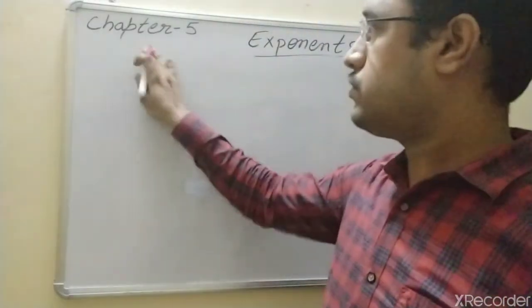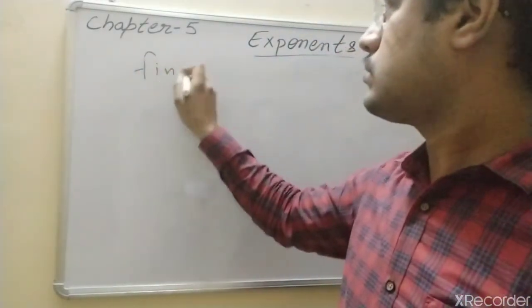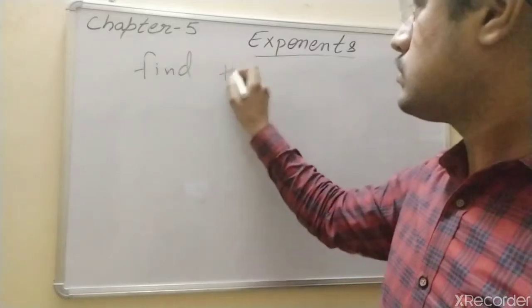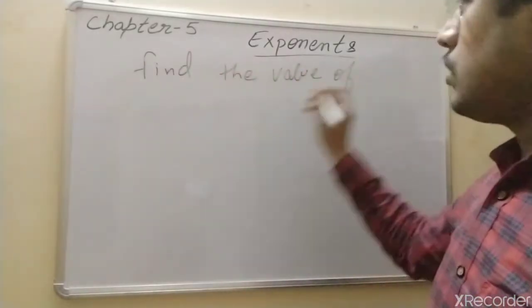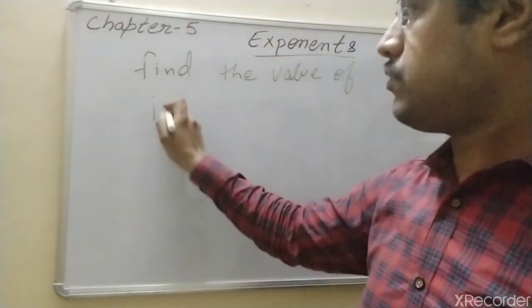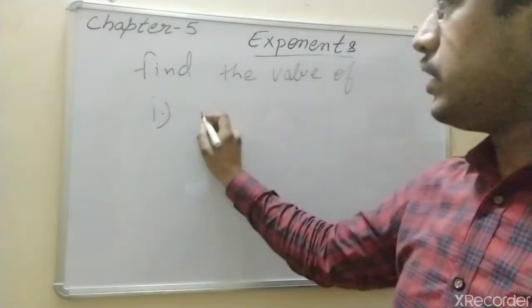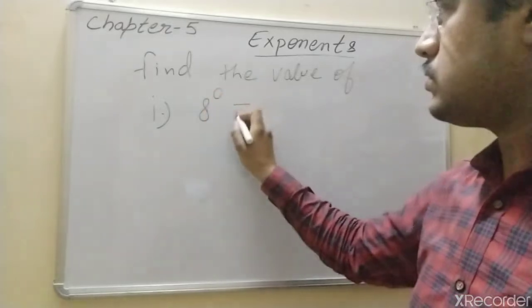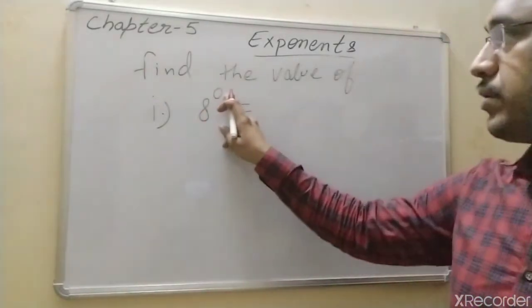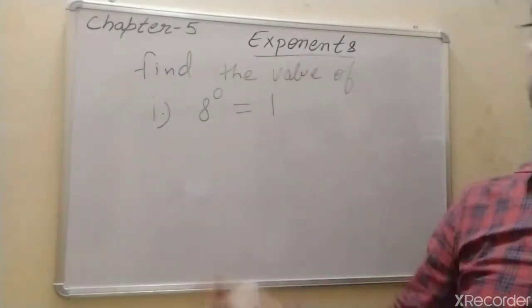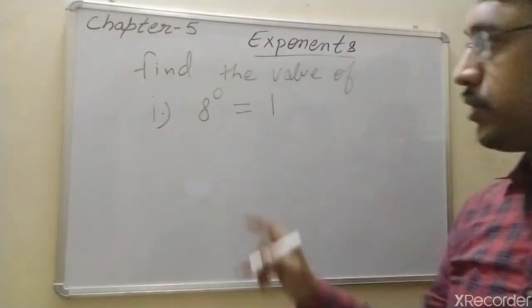Find the value of the following. If the number is given, first number 8 to the power 0. So I have said the formula, if the exponent is 0, power is 0, then result is 1. Whatever is the base, no problem there.